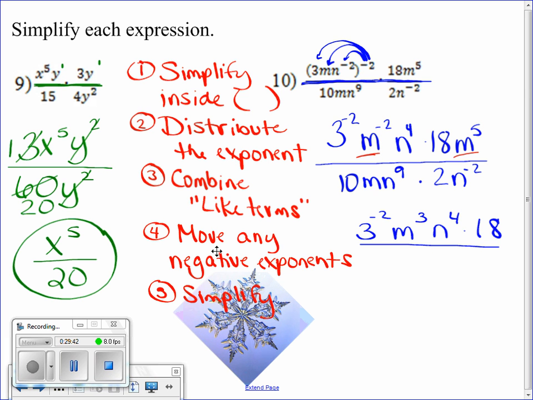All right, how about the bottom? What can I put together? The n's? All right, so n to the 9th and n to the negative 2 gives me n to the 7th. All right, I have an m. Can I put the 10 and the 2? 20. Notice I could multiply the 10 by the 2 because they didn't have any weird exponents on them, so I can go ahead and put those together.